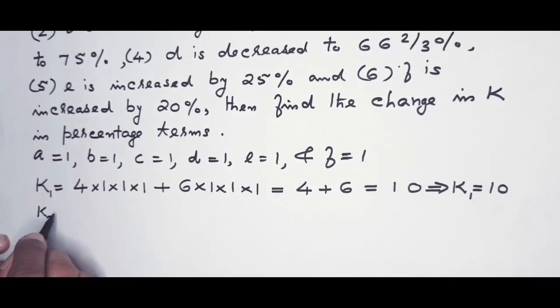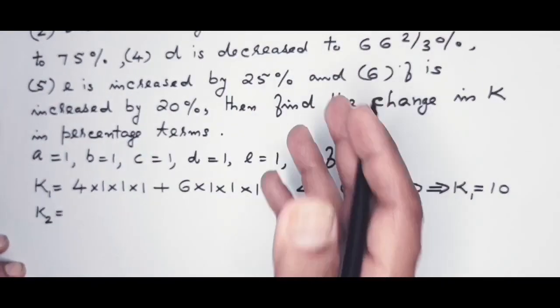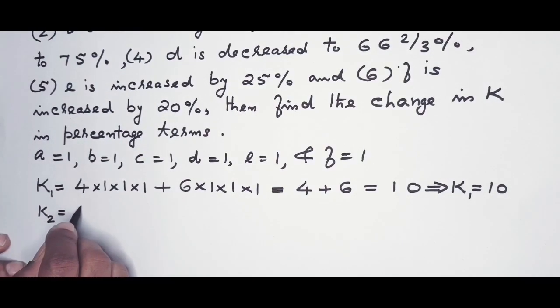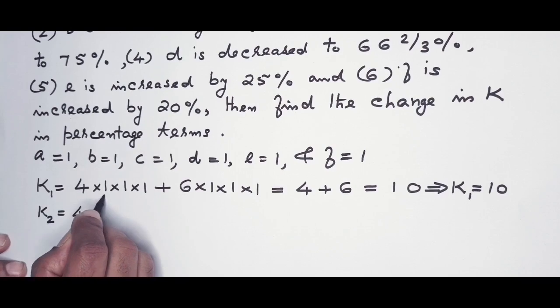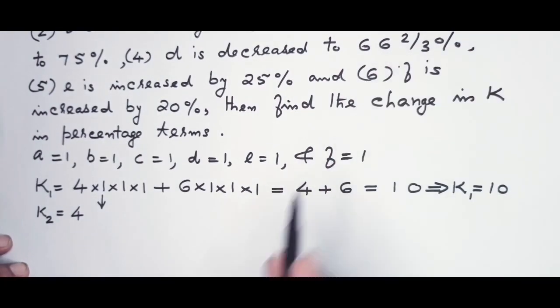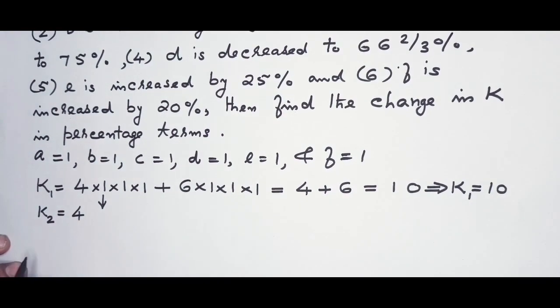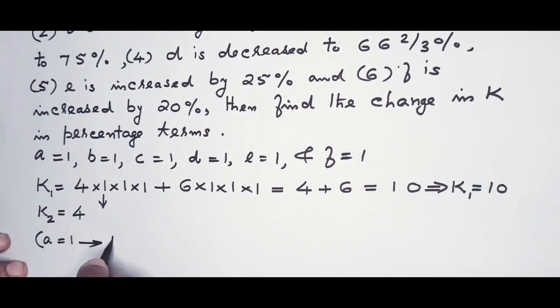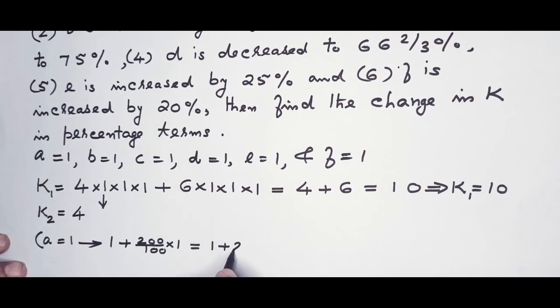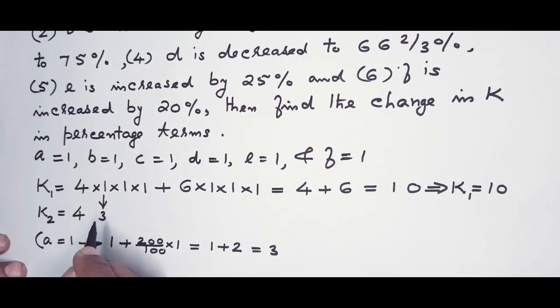Now let's call K2 the value obtained after incorporating the changes given in the data. So 4 you will write as it is. They say increased by 200%. You go refer back to the question: A is increased by 200%. What does that mean? A is assumed to be 1, and 1 is increased by 200% of 1. On simplification you will get 1 plus 2, and that's equal to 3. That means 1 changes into 3.